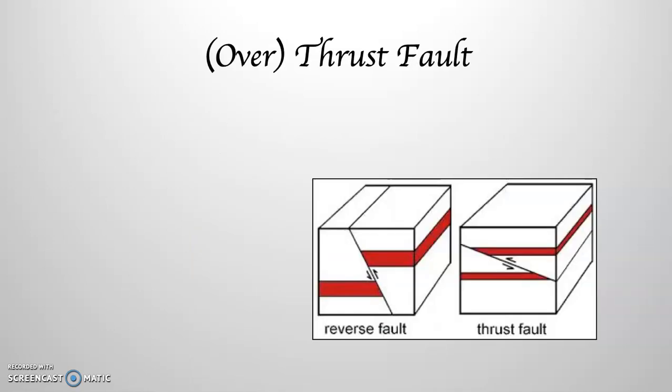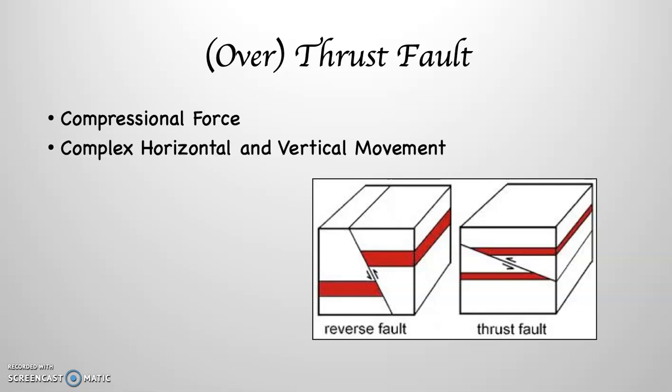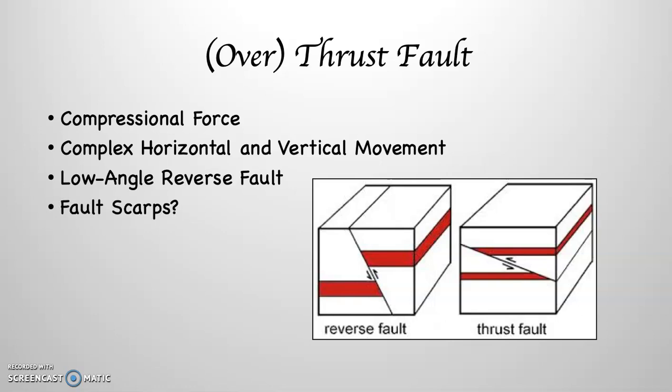The thrust or overthrust fault is also the result of compressional forces. And these tend to be complex horizontal and vertical movement. They're basically a low angle reverse fault. You can see a reverse fault on the left-hand side and a thrust fault on the right-hand side. Really, the difference between them is angle. Reverse fault is a very steep angle. A thrust fault is a very gentle angle.